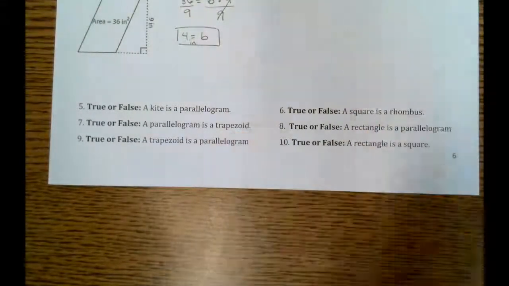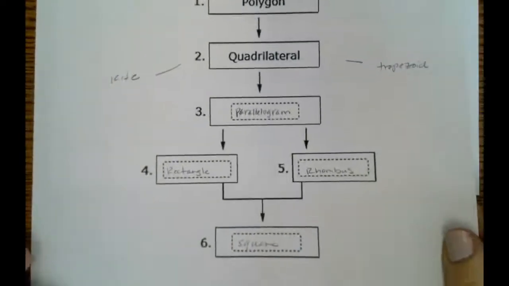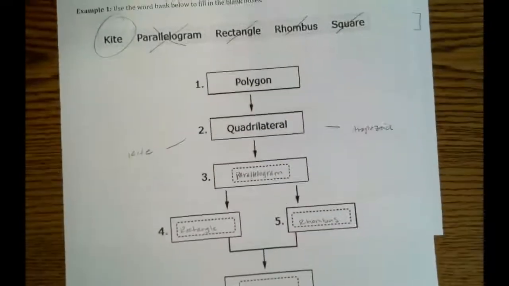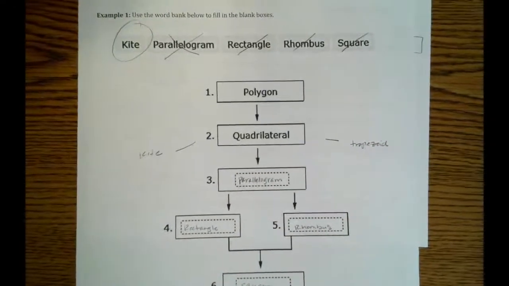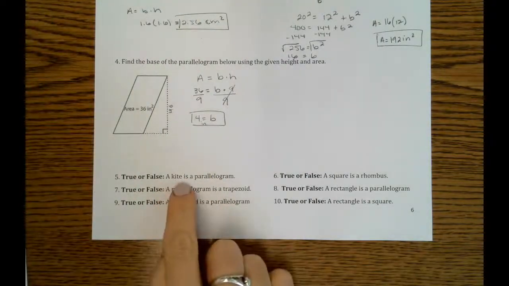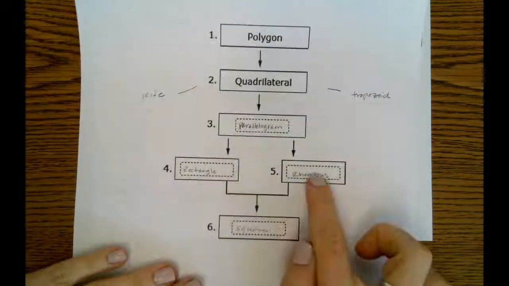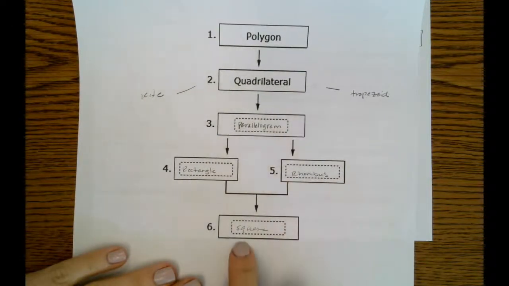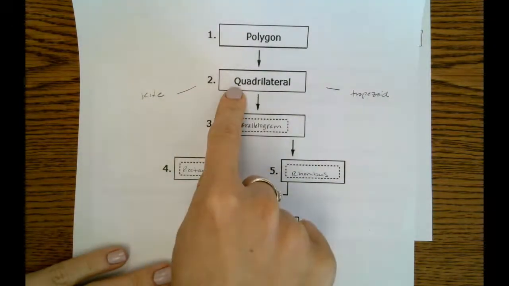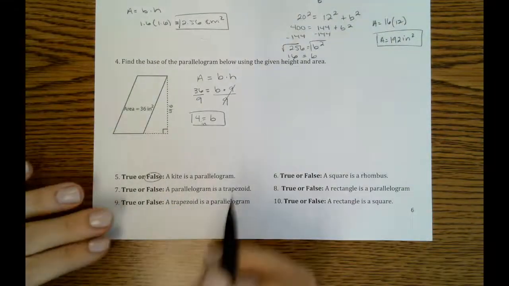Okay, so 5 through 10. I want you to go ahead and on page 2 of your notes, we have this diagram here. And this diagram is going to be super helpful for us. I'm going to raise up my camera here. Okay, so the first question says, a kite is a parallelogram. So actually, the only things that are parallelograms are rectangles, rhombi, and squares. So a kite is just a quadrilateral because it's a 4-sided figure, but it's not a parallelogram. So that would be false.